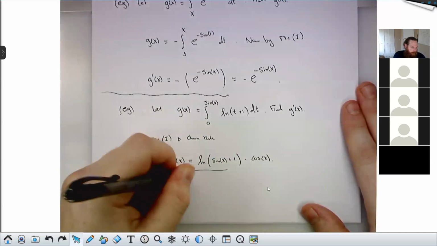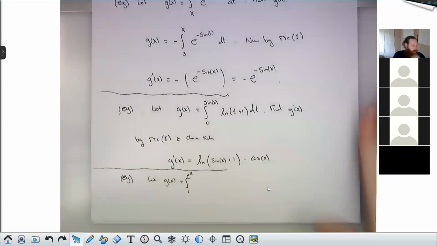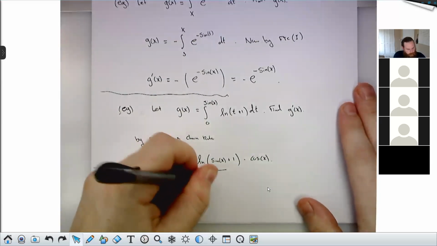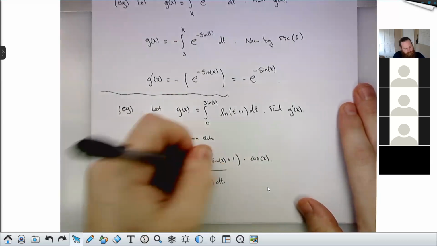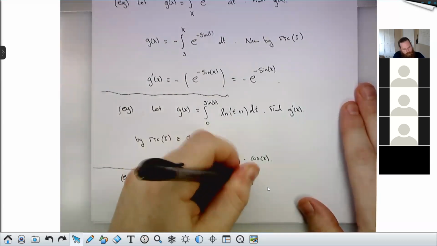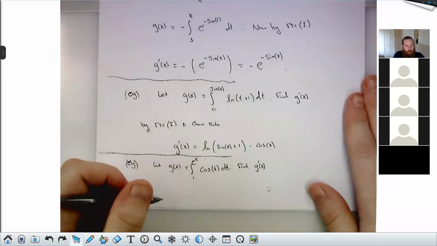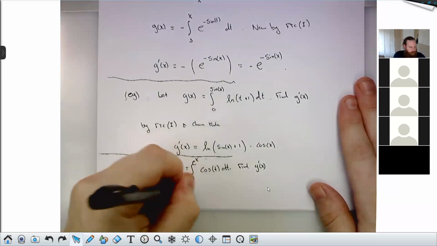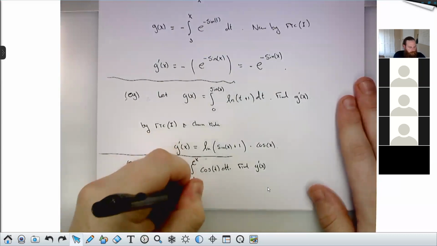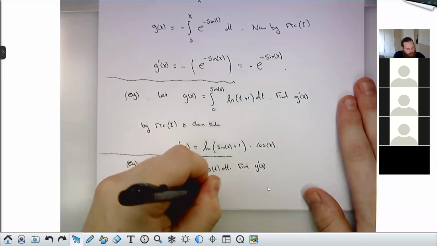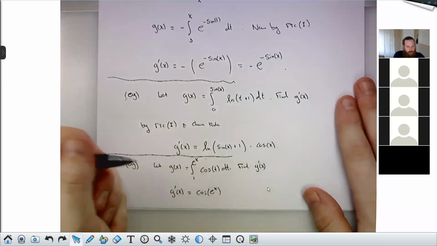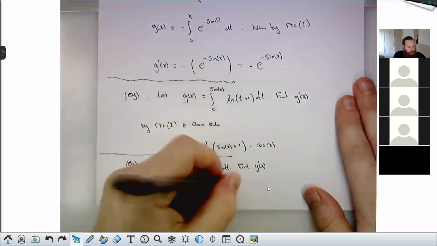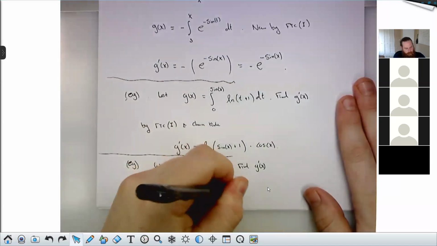We could do the integral from 1 to e to the x of cos t dt, find g prime. So here g prime, I take this upper variable and I plug it in for the variable here. So that would be cosine of e to the x. But then by the chain rule, I need to multiply by the derivative of this inner function. The derivative of e to the x is e to the x.